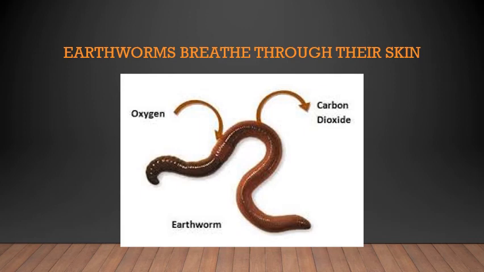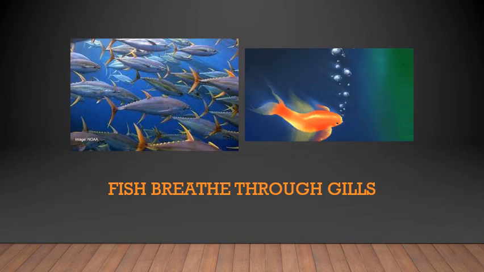Some animals may have different mechanisms for exchange of gases, which is a part of the respiration process. For example, earthworms breathe through their skin. Fish, we have learned, have gills for using oxygen dissolved in the water. The gills absorb oxygen dissolved in water.